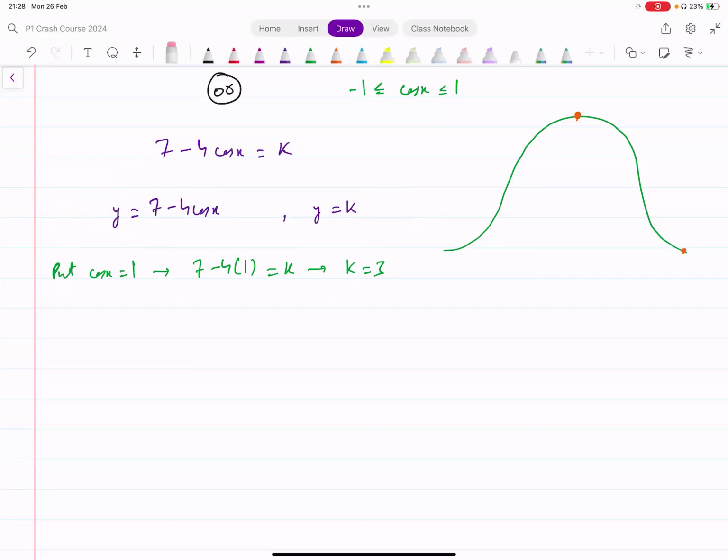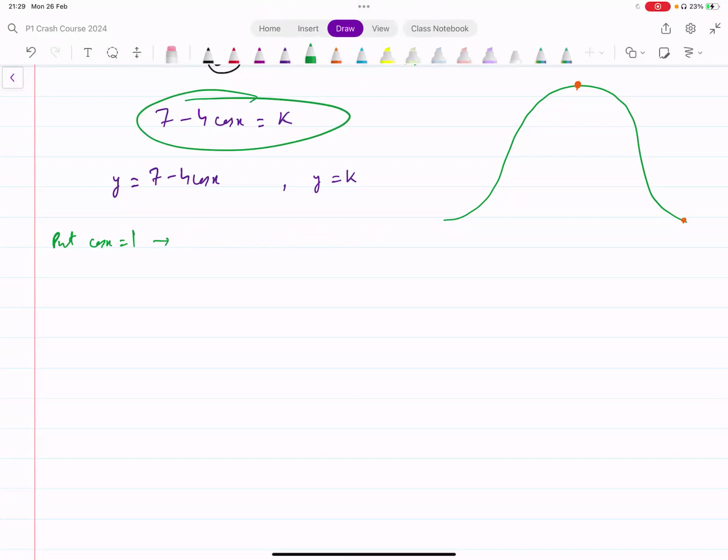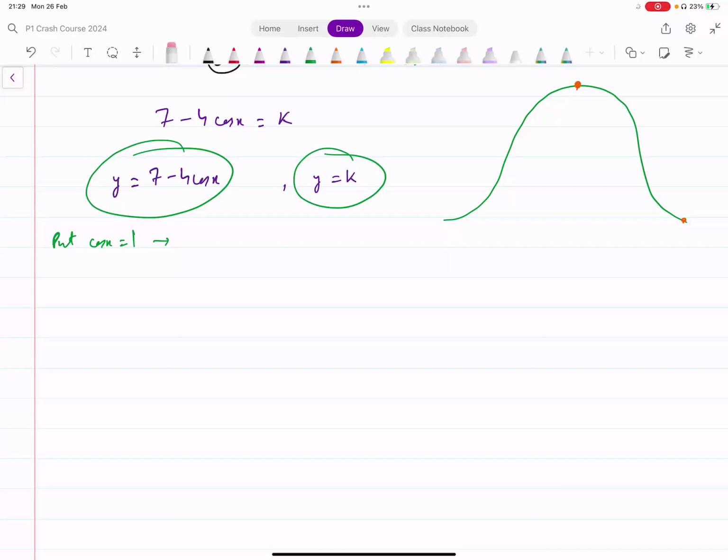Now, if we were able to find the maximum point and minimum point of this graph, we could then use that to figure out if we would have any solutions or not. Let me just repeat that. This is the equation for which you're saying there should be no solutions. One function that you have in this equation is this, and the other is y equals k.